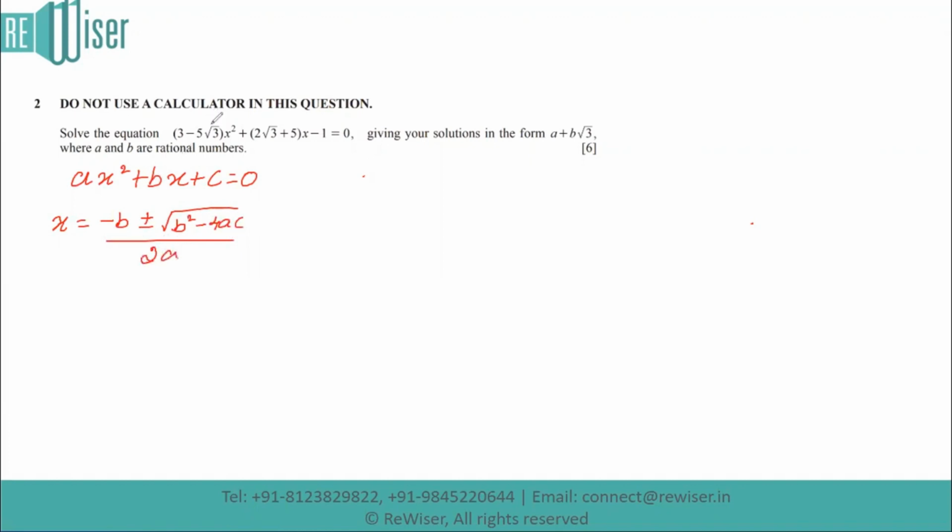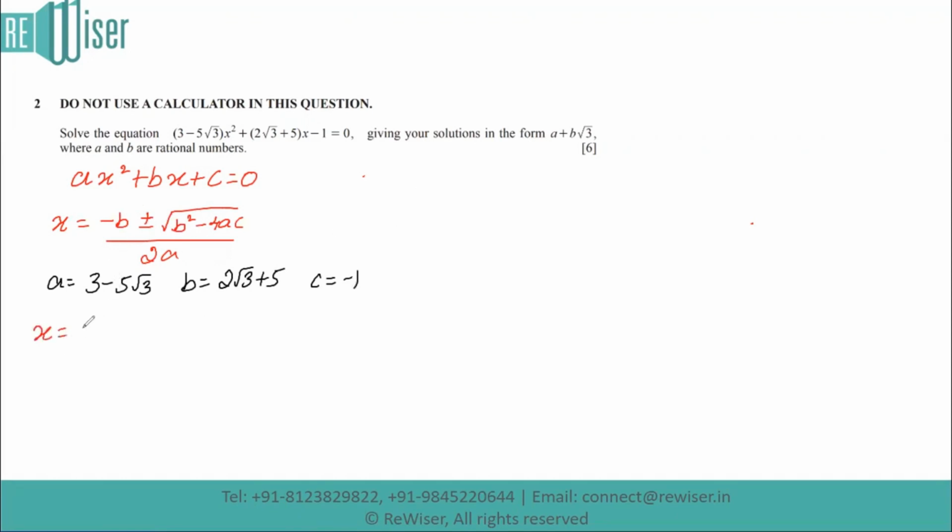Now when I compare these two, in place of a we have 3 − 5√3, and in place of b we have 2√3 + 5, and in place of c we have −1. So when I substitute this, this is what we will be getting.